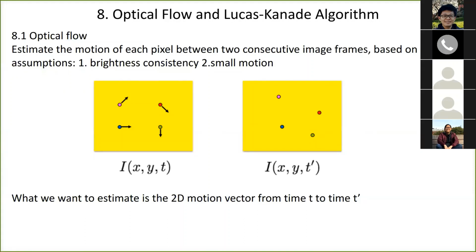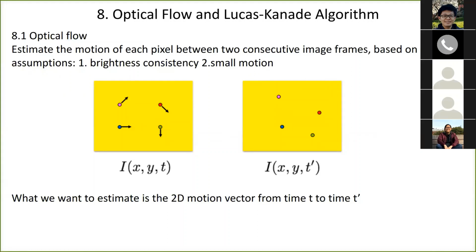This algorithm is called the Lucas-Kanade algorithm, or LK algorithm. This algorithm was developed here at CMU by Professor Takeo Kanade and his PhD student Lucas. Forgot his first name, sorry. The problem that they tried to solve is also called optical flow.